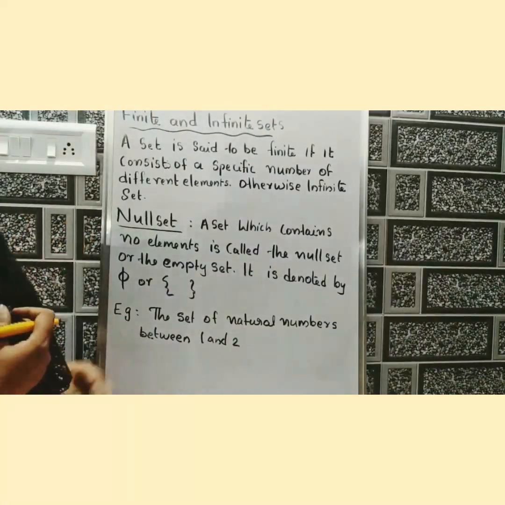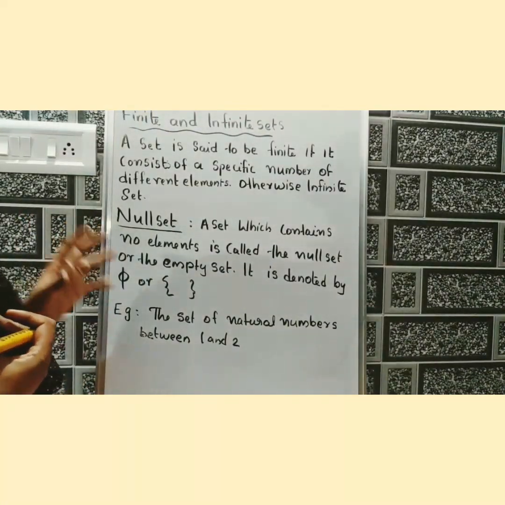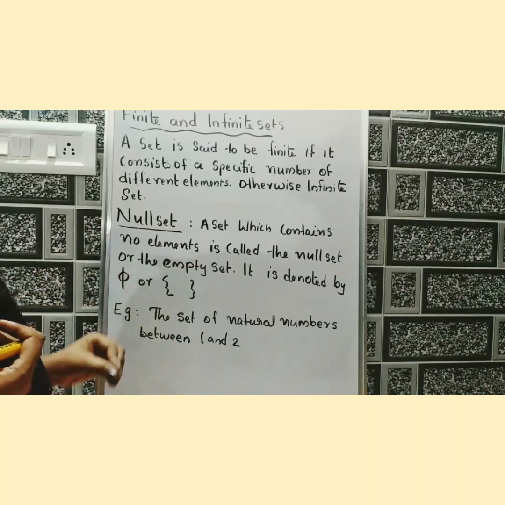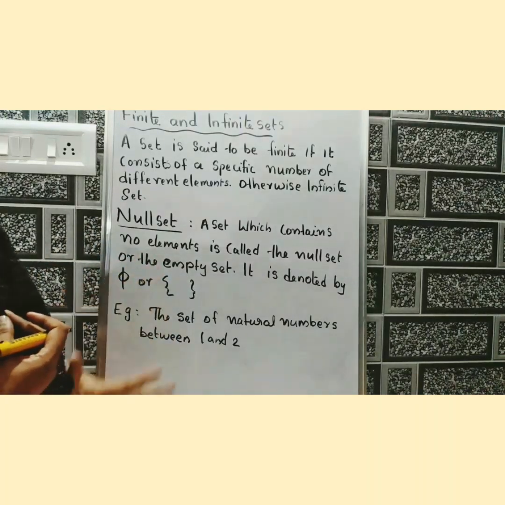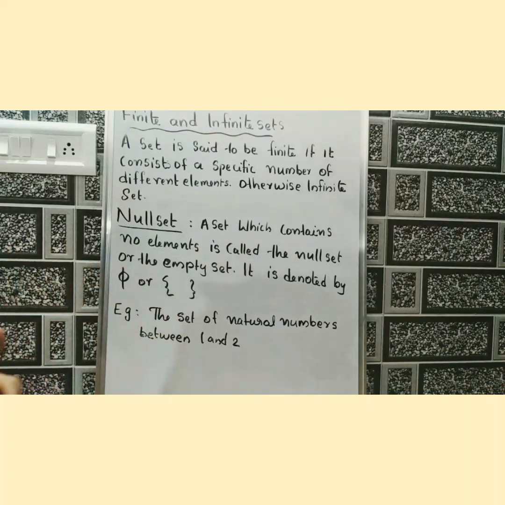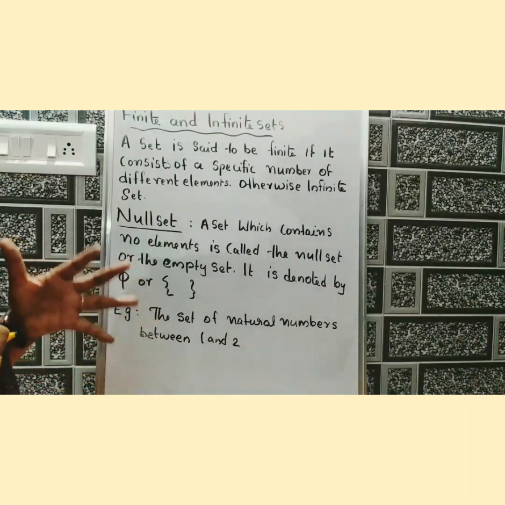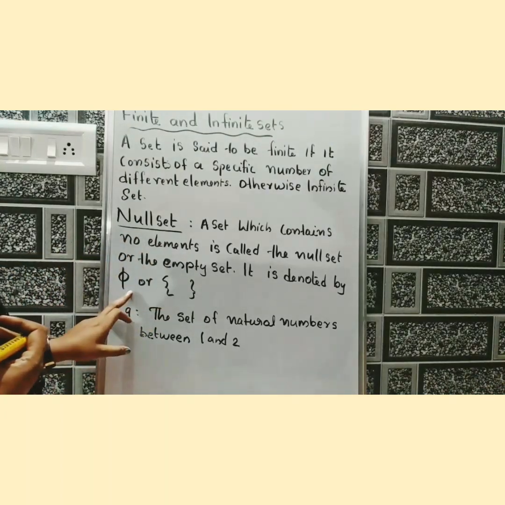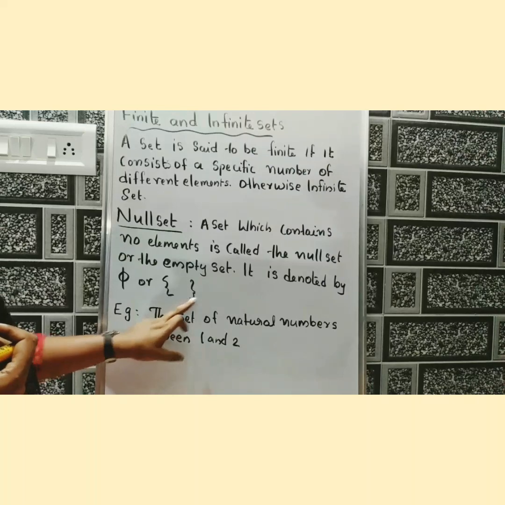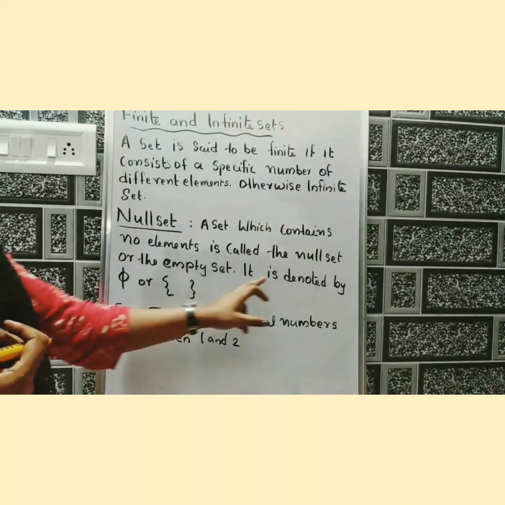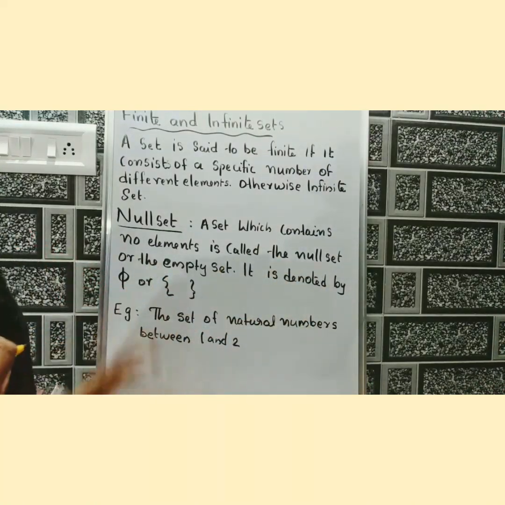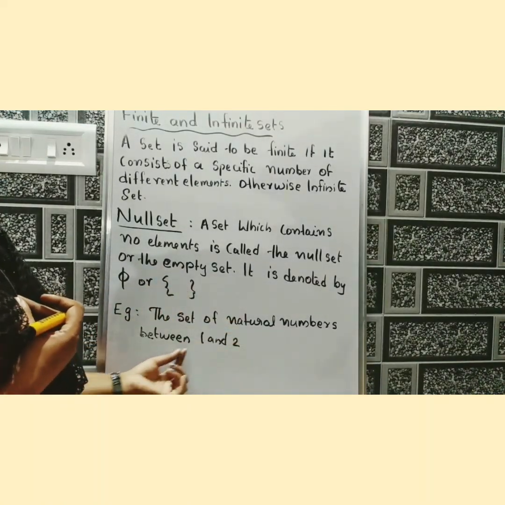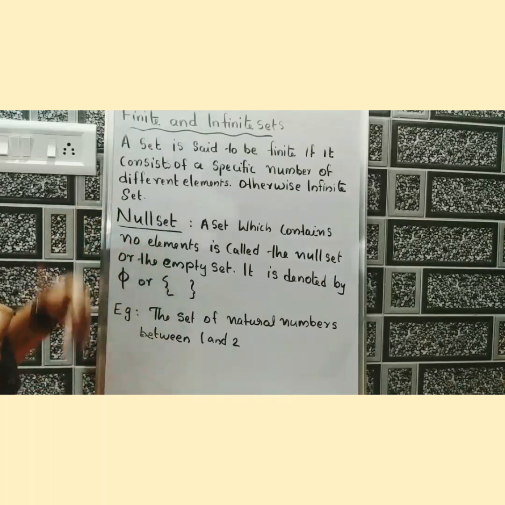Next is the null set. A set which contains no elements is called a null set or empty set. It is denoted by phi or by two brackets like this. For example, the set of natural numbers between 1 and 2 is an example for a null set.